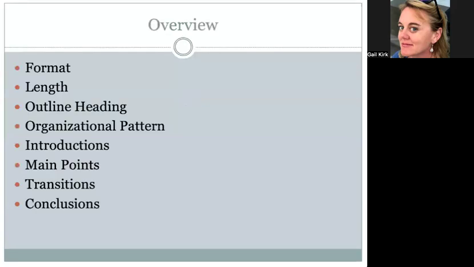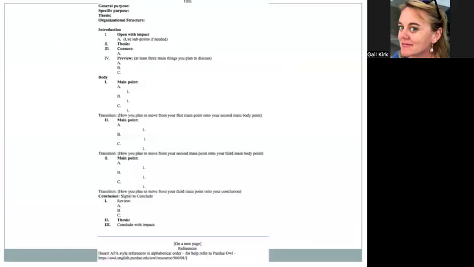We're going to talk about the format, the length, the outline heading, organizational pattern, introductions, main point, transitions, and conclusions. So this is what the outline looks like. And you might remember from the last lecture that the outline can be found in outline notes and also in the outline assignment itself. So I would go right now and find those outlines so that you can follow along. Maybe you take notes on the specific points of an outline on how to write an outline.